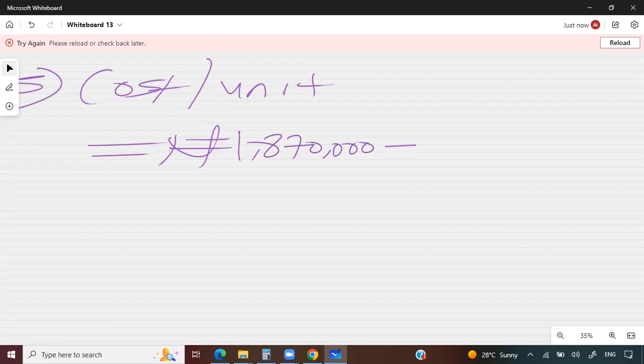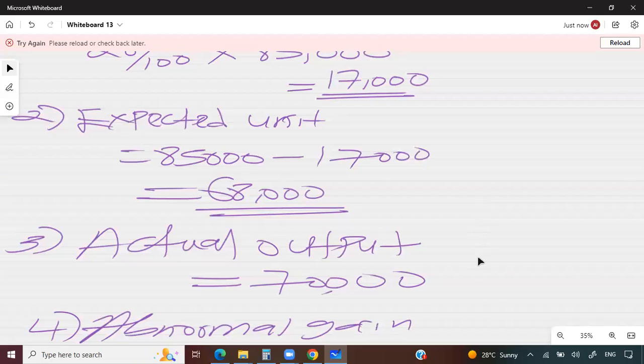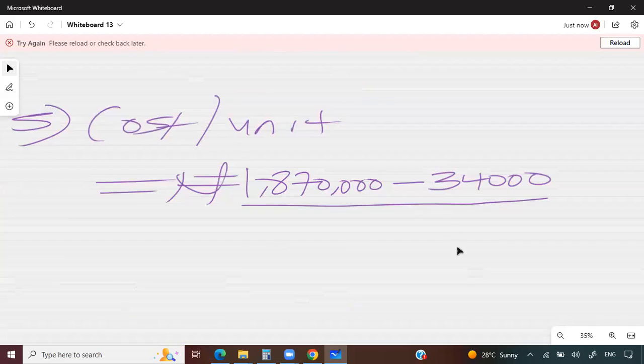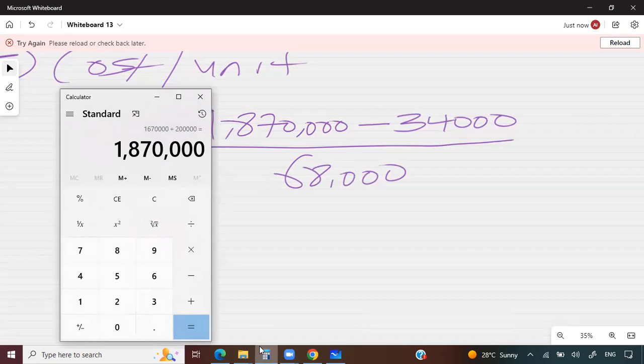1,870,000 minus the value of the scrap. The value of the scrap that you can later sell is 34,000. Divided by what? What is our expected unit? Our expected unit is 68,000. So you say this minus 34,000. That means it's 27. Yeah, someone has called the figures.